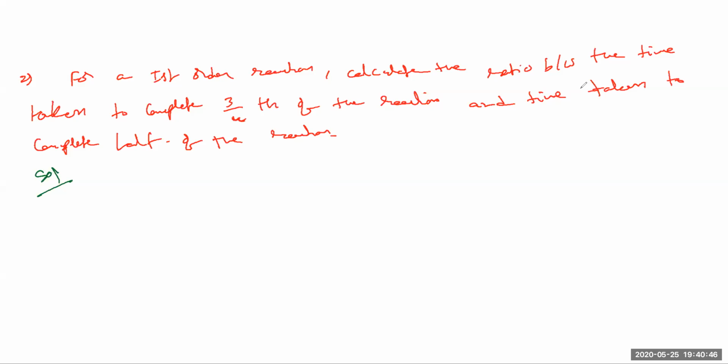Hello? No, it's not correct. You asked for the ratio now. What is the ratio you can say? At 3.323 into log A naught by A. What is the ratio? 3.323, no. So I got 0.693 by 0.285.